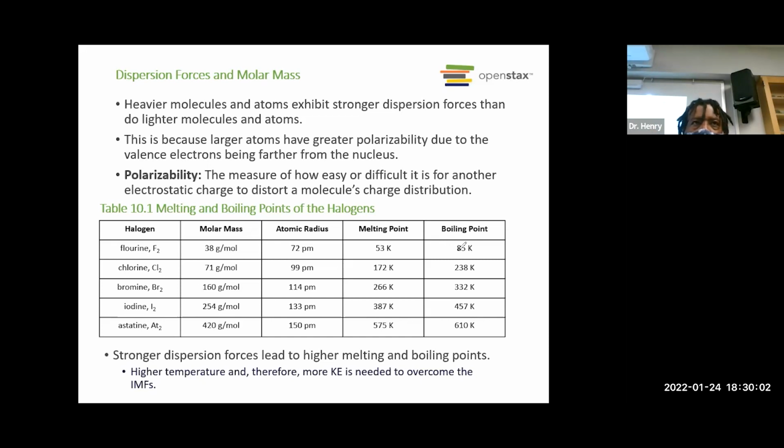Now, chlorine is kind of like fluorine's bigger brother, not smarter or stronger, but bigger in size. So it's going to take a little bit more energy. And then bromine is bigger than chlorine, so it's going to take a little bit more, right? As we get to bromine and iodine, for instance, iodine is a solid at room temperature.